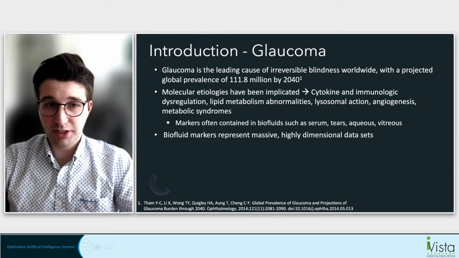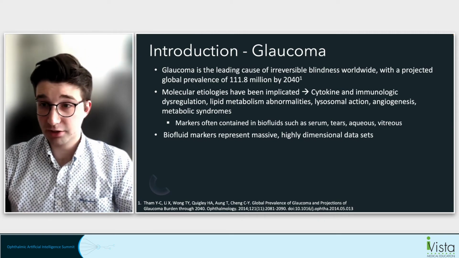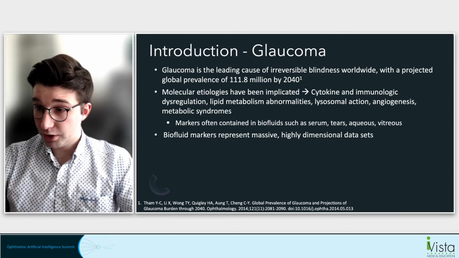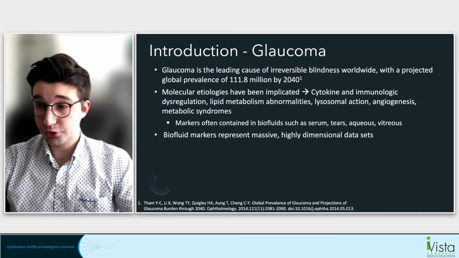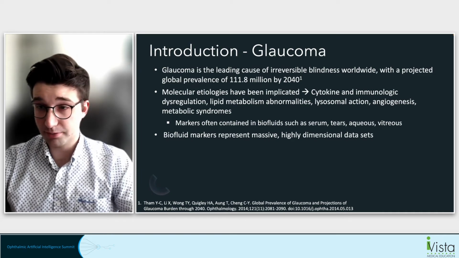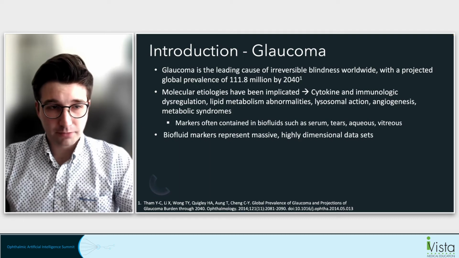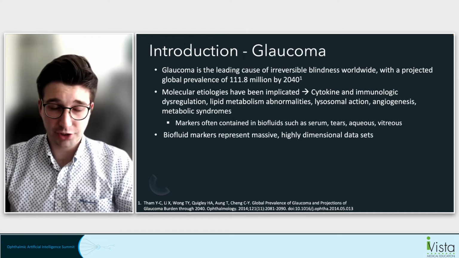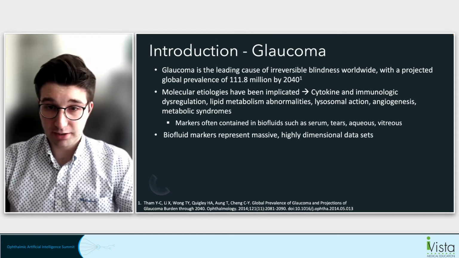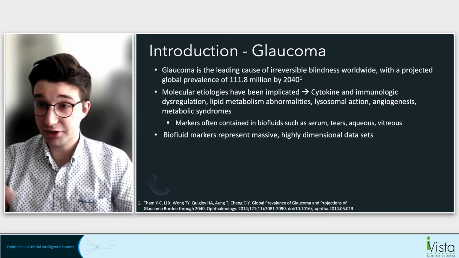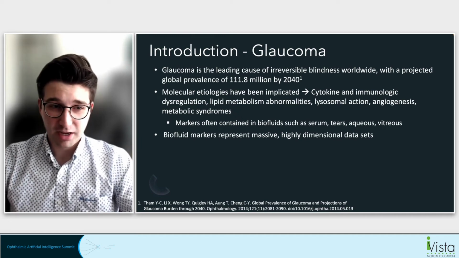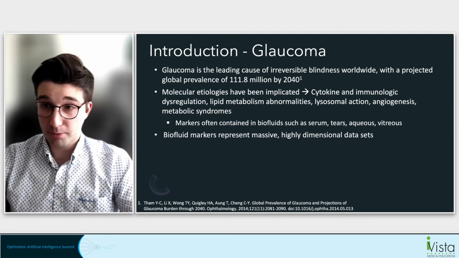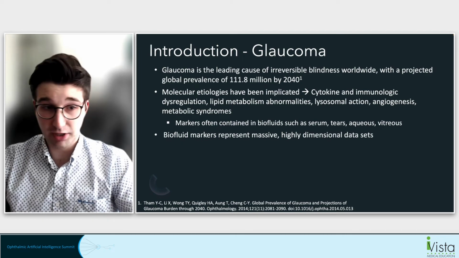So, glaucoma is the leading cause of irreversible blindness worldwide, with a projected global prevalence of almost 112 million by 2040. So with the growing burden of disease, accurate and timely solutions to address disparities in screening, diagnosis, and management are really critical. Molecular etiologies have been implicated in glaucoma, such as cytokine and immunologic dysregulation, lipid metabolism abnormalities, lysosomal action, angiogenesis, an array of metabolic syndromes. But there hasn't really been a definitive characteristic biomarker or pathogenic mechanism in glaucoma identified.